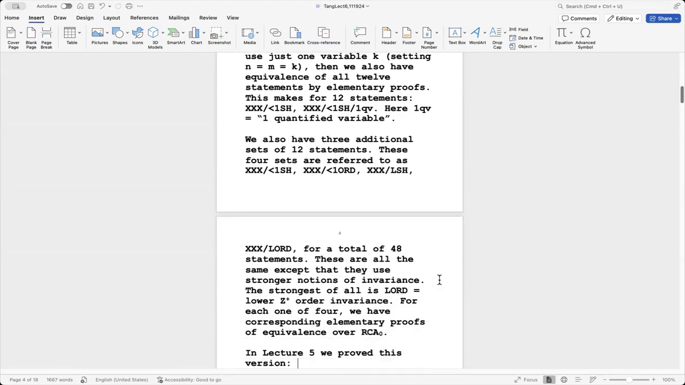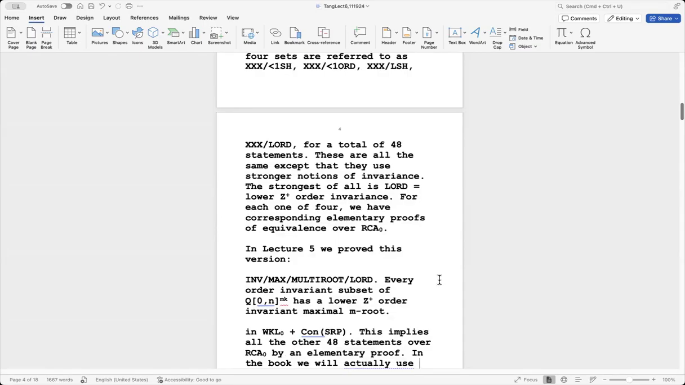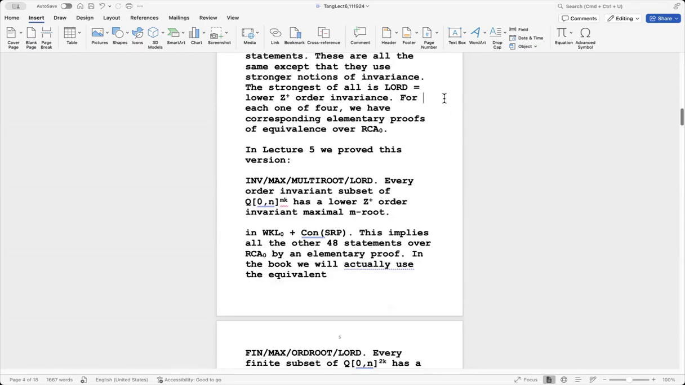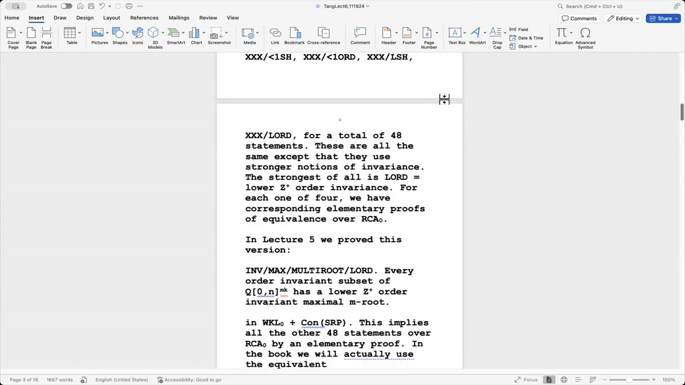Now, each of the group of 12 are provably equivalent by elementary argument in RCA naught. Just like the original 12, based on the 6 leads, are provably equivalent in RCA naught by elementary arguments. Each one of these 12 are, but you don't have any elementary proof of the different 12 because they're based on different invariance notions. And the strongest invariance notion is lowered or lower order equivalent.